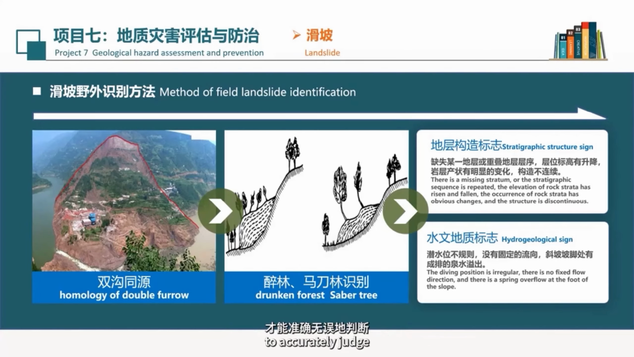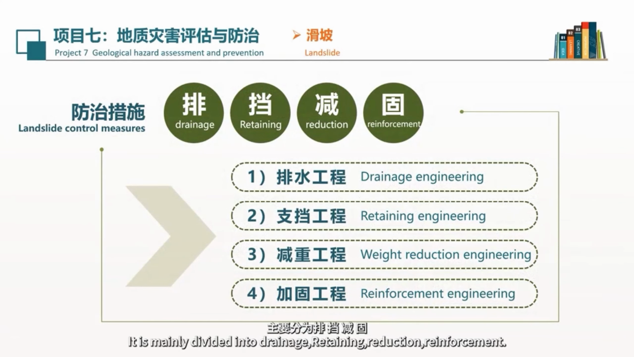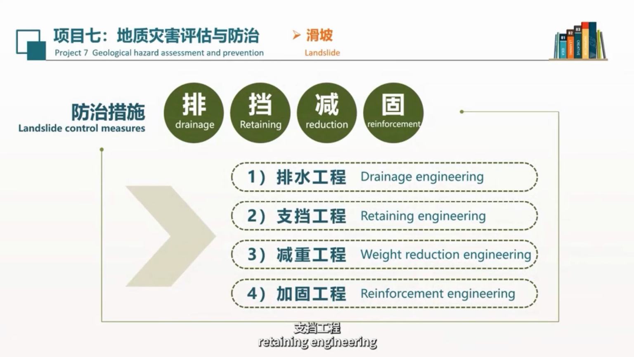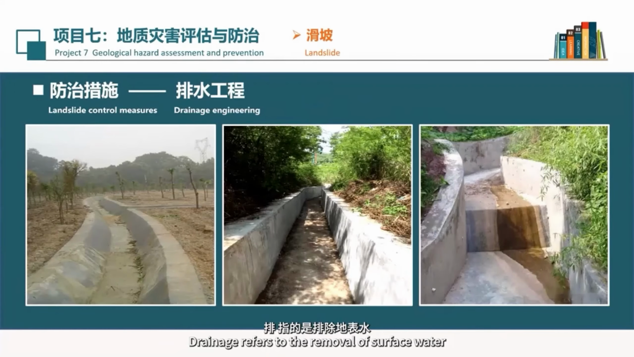To accurately judge landslide control measures, they are mainly divided into drainage, retaining, reduction, and reinforcement, specifically drainage engineering, retaining engineering, weight reduction engineering, and reinforcement engineering. Drainage refers to the removal of surface water and draining groundwater, which increases slip resistance. We can cut ditches on top of the slope and on both sides. Arrange a tree-shaped drain on the slope, keeping surface water out, or it seeps into the slider. For groundwater, we can also use blind ditches and blind holes to clear and drain.